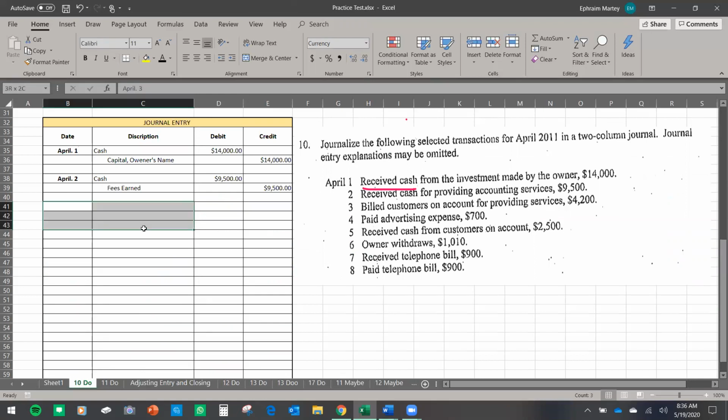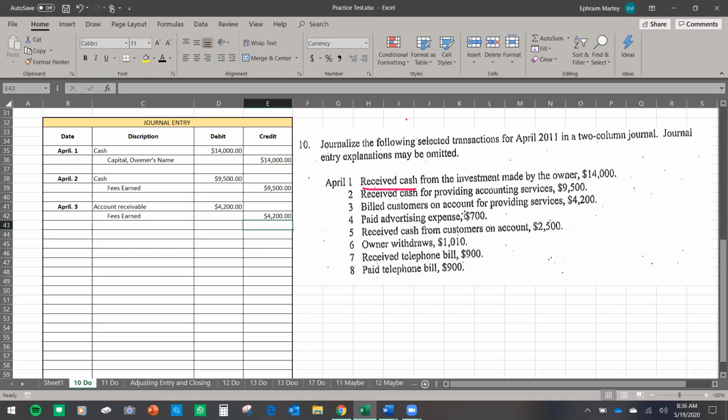Okay. So we have accounts receivable increasing by 4,200. And then we just reference it because we want debit and credit to be equal. So reference by 4,200. So we are on the fourth one.